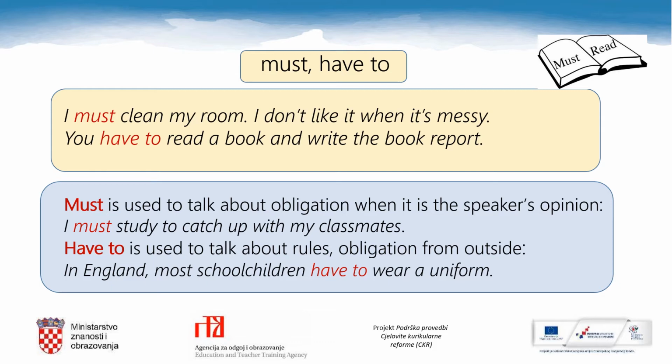In the positive, must and have to have a very similar meaning. In British English, there is some difference between must and have to. Must is used to talk about an obligation that a person himself wants. If you say, I must clean my room, then it means I don't like it when it's messy. And have to is used to talk about rules, obligation from outside. For example, you have to read a book and write the book report. It means there is a rule.